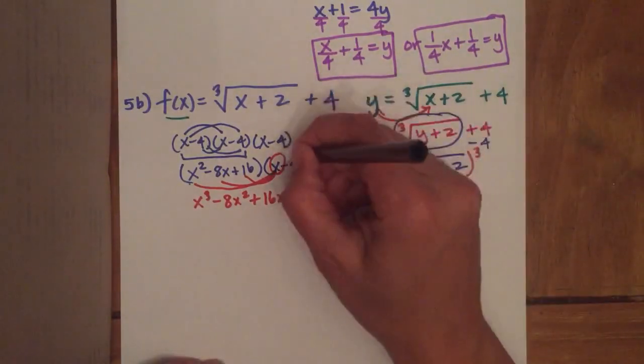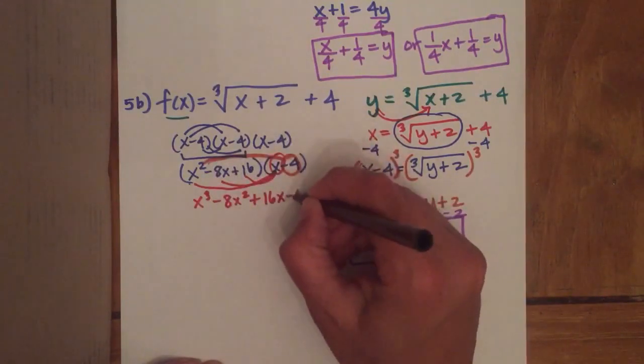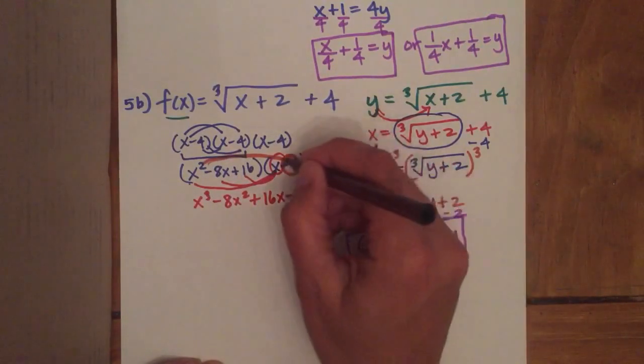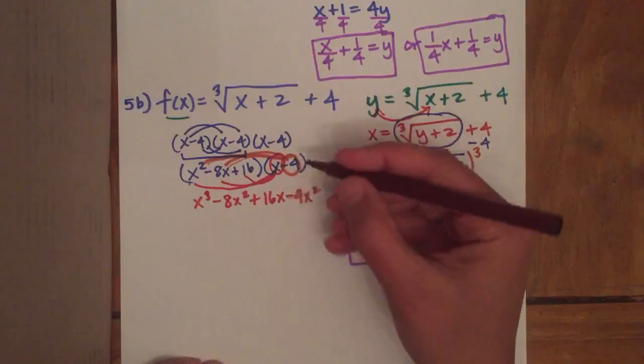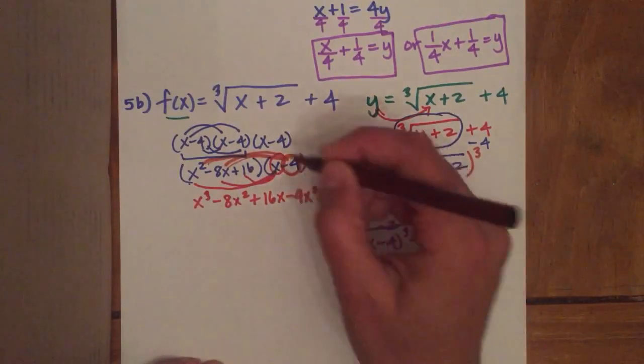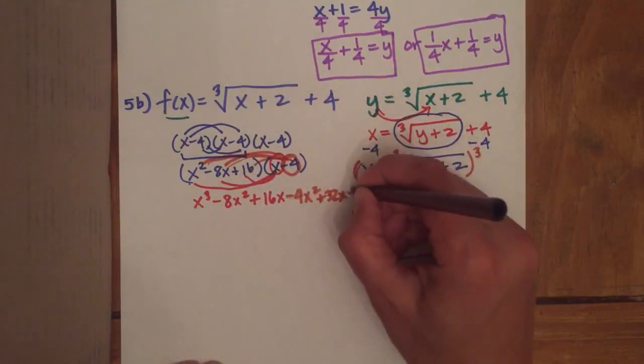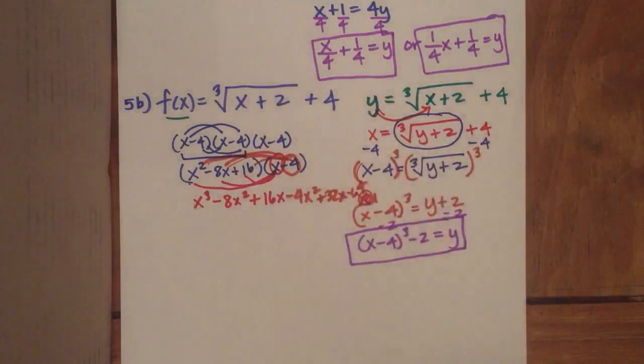So I'm going to take negative 4, and I'm going to distribute it out. So negative 4x squared. And negative 4 times negative 8 is positive 32x. And negative 4 times 16 is negative 64. Apologize for running out of room. And then we're going to combine them.